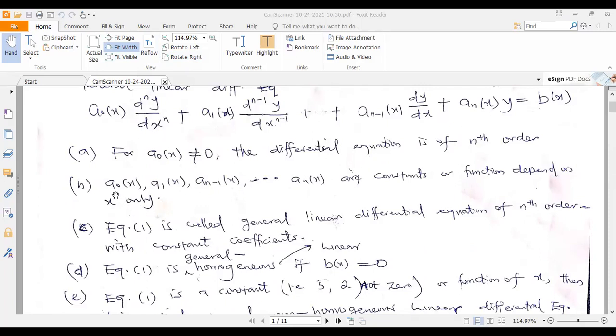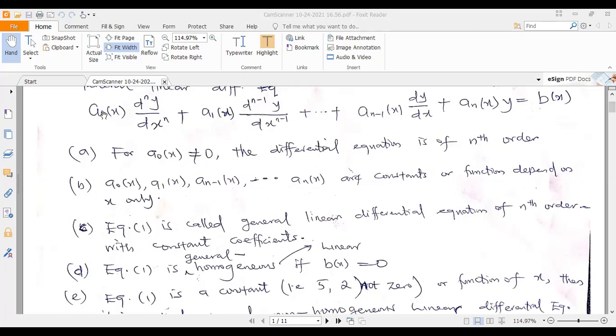So in this case, let's consider a0, a1, an minus 1, all the coefficients. What we are trying to say is that all the coefficients are constants. And what do I mean by constant? It is either 1, 2, 3, 4. Even it can be a function. a0 of x can be sine x. It can be x squared. It can be any variable. So that is the second point now.